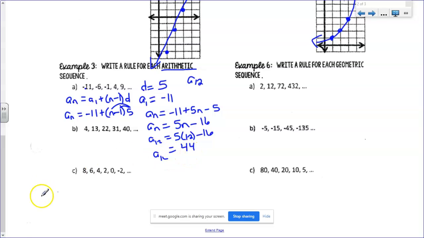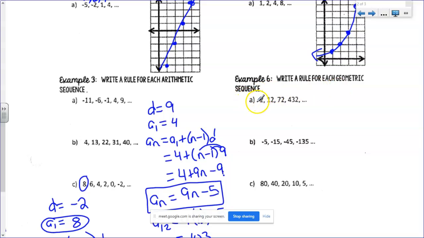That's what I just said. You have to know that. That's okay. With the geometric, we're not adding a difference. We are multiplying a ratio. So 2 times what gives me 12? 6. So my r is 6. So instead of a d, we have an r here. And then my first term, a to the 1, is what? 2. Everybody understand where I got those from?